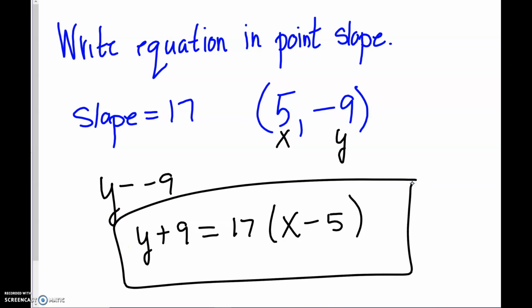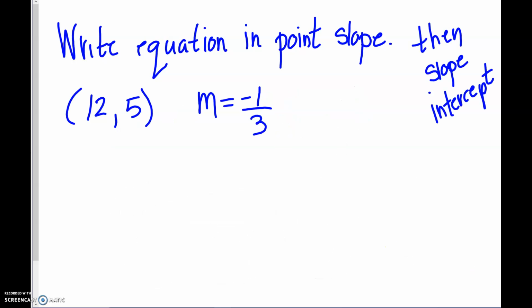Now, if they ask you from this equation, what's the slope? You would say 17. And what's a point? Well, make sure you write your x value first. And because this is a negative 5, we're going to write 5. Because that's a 9, we're going to write negative 9. So we could go backwards to the point.